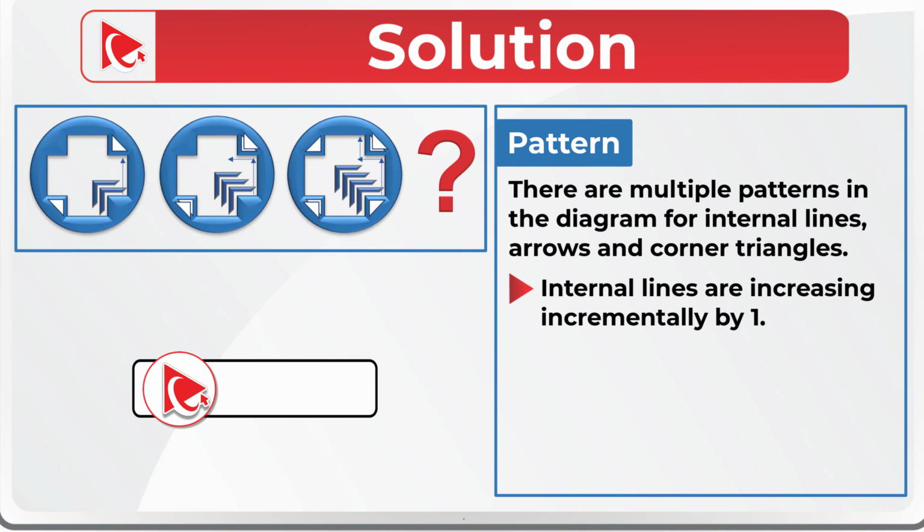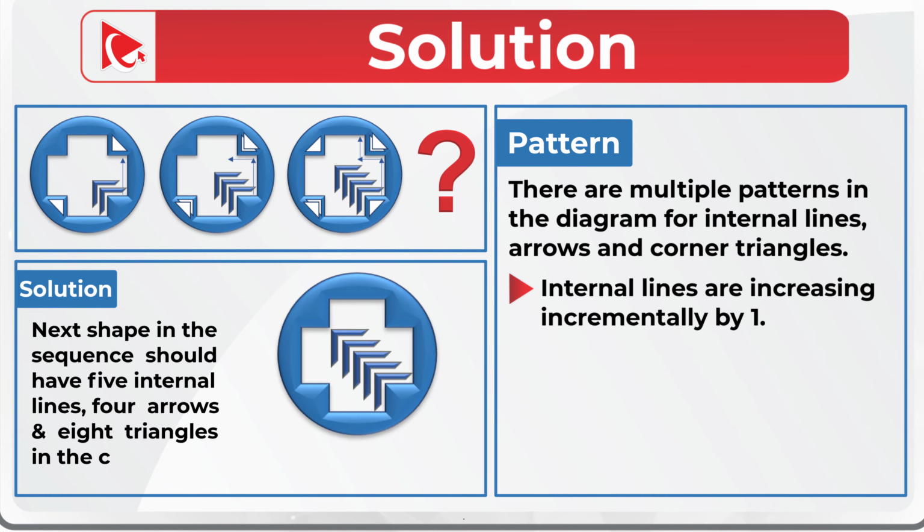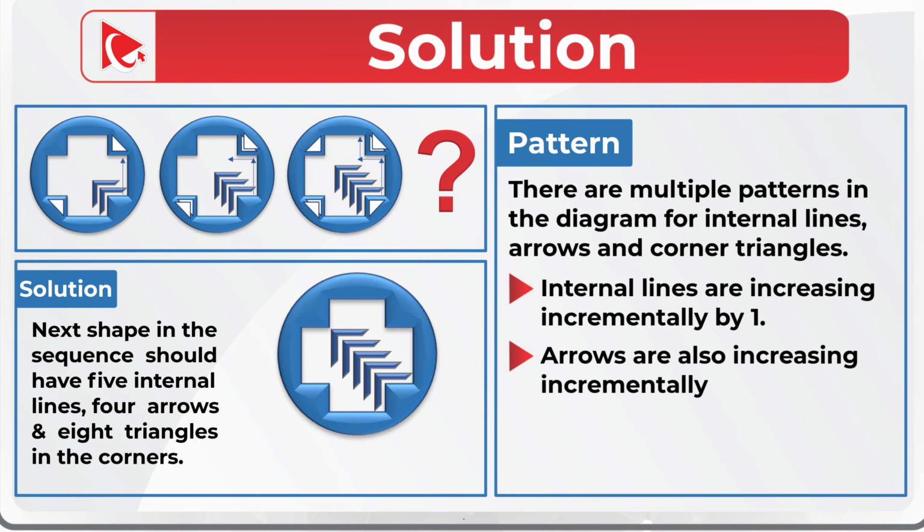If we look at the original sequence, we see that the first object has 2 internal lines, next one has 3 internal lines, and the object following it has 4 internal lines, which means that the next object in the sequence should have 5 lines. Arrows are also incrementally increasing by 1. We see that the first object has 1 arrow, second object has 2 arrows, and then the third object has 3 arrows, which means that the next object in the sequence should have 4 arrows.